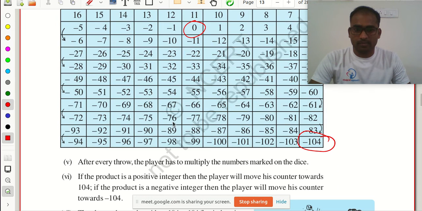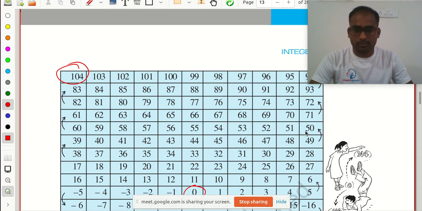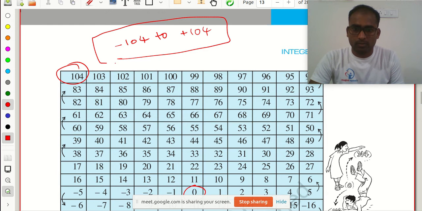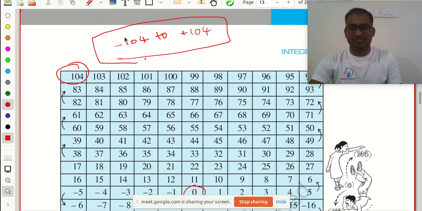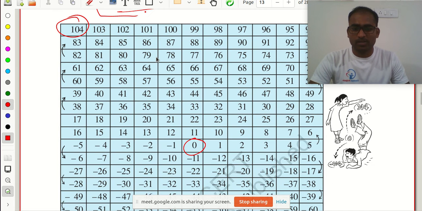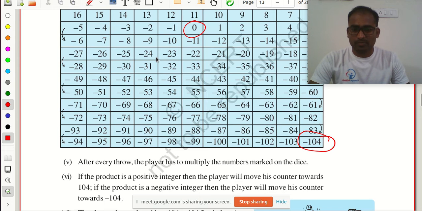It starts from minus 104 and 104. Yes, negative number 104, positive number 104. 104 plus 104 is 208, and the 0 makes it 209. Okay, yes. So, Praveen, have you understood? Yes, sir. Okay, next we will do the product.